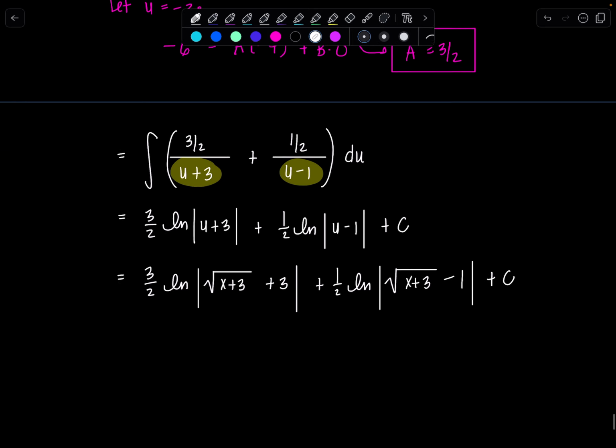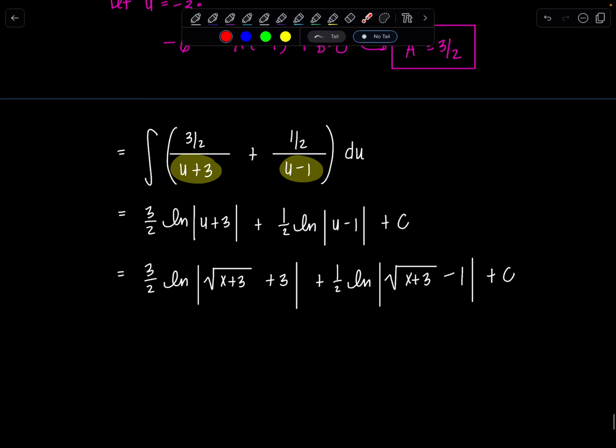Now, upon further investigation, if you look here, if I take square root of x plus 3, that's never negative. And then if I add 3 to it, not a chance it's going to be negative. So I can go ahead, drop these absolute values and replace them with parentheses, should I so choose. So 3/2 ln, you can write rad x plus 3 plus 3.